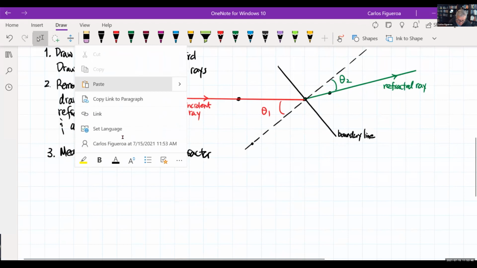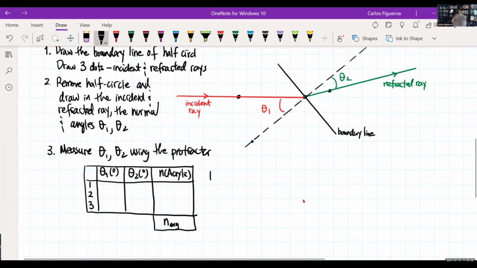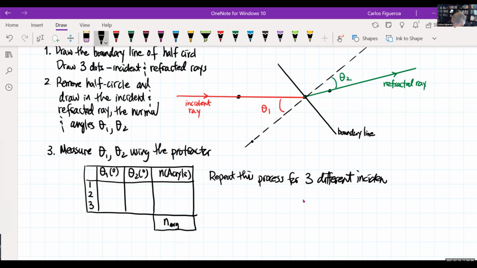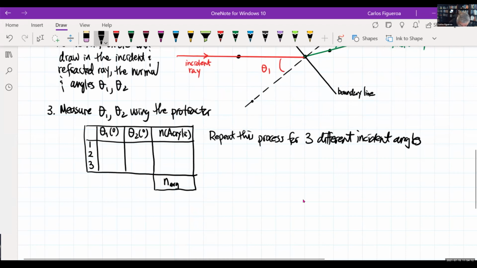And repeat this process, what? 3 times. Right? Repeat this process for 3 different incident angles. So eventually, once you have this, you're going to get to 4 here.